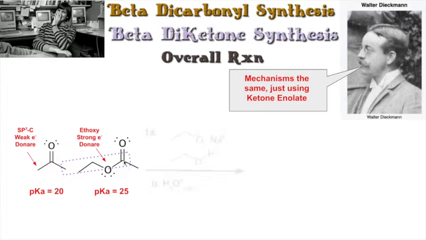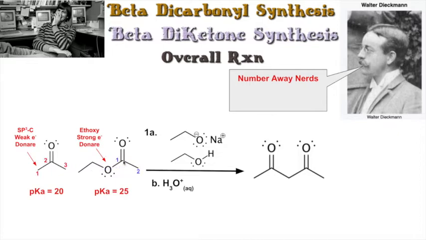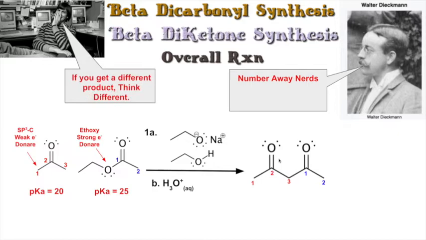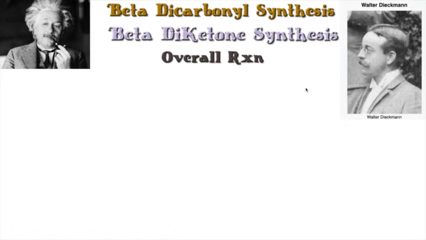And there we have it, number our carbons. Got those three, those two. So these three correspond to those three, those two. Boom, right there. That's the mechanism. If you're good with the Claisen condensation, this is basically the same thing. And if you get stuck, if you get a different product, just think differently. And then more practice. Here we go.